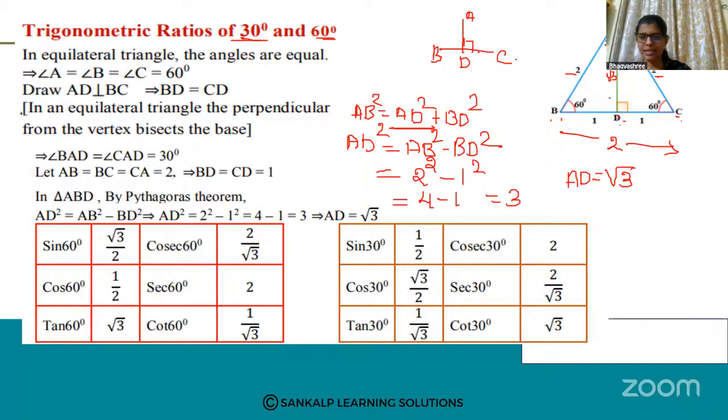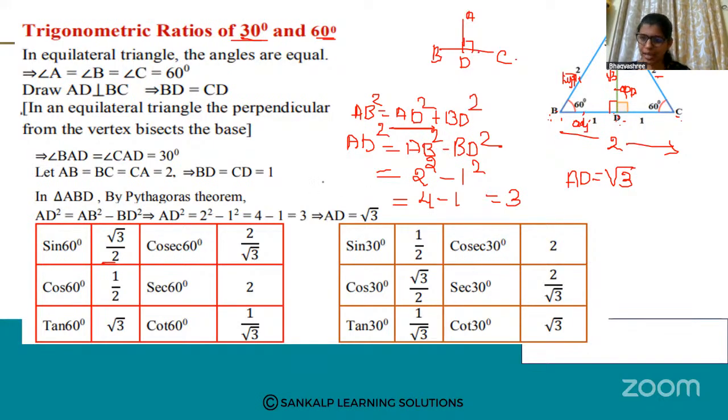Now, dear children, remember sin 60 degree. Theta is here. That means this is the opposite side. And this one is the adjacent side, because here it makes an angle of 90 degree. Where 90 degree and theta lie, that line is the adjacent side. And this is the hypotenuse. So sin 60 is opposite divided by hypotenuse, AD divided by AB. AD value is root 3, AB value is 2. Therefore, sin 60 degree is root 3 by 2.